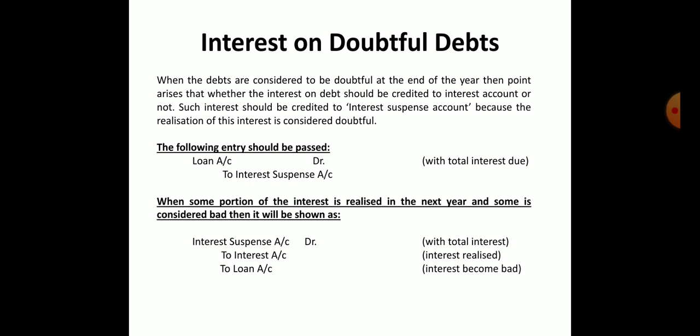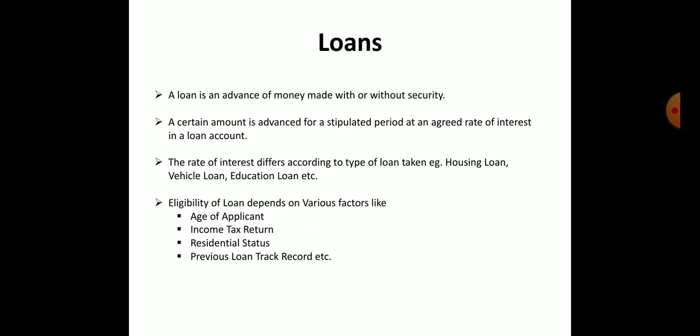When some portion of the interest is realized in the next year and some is considered as bad, then it may be shown as interest suspense account debit with the total interest amount to interest, that is, interest realized as income. We know that as per the nominal account we are creating the income, the loan interest becoming bad. So loans are a major part of income for the bank.